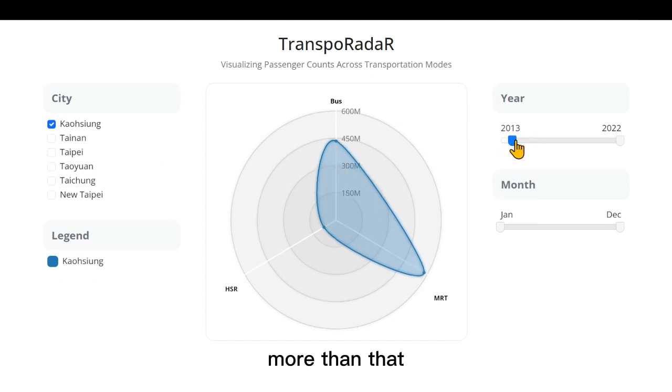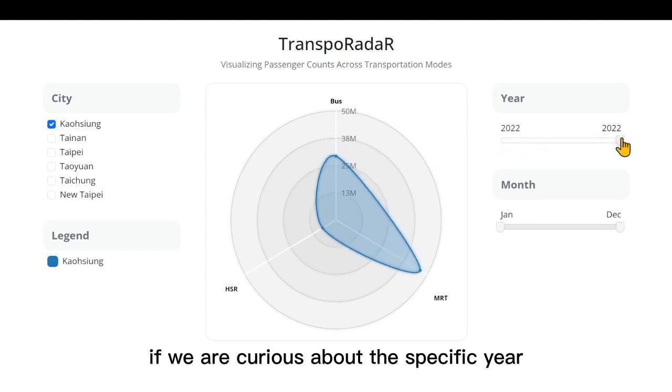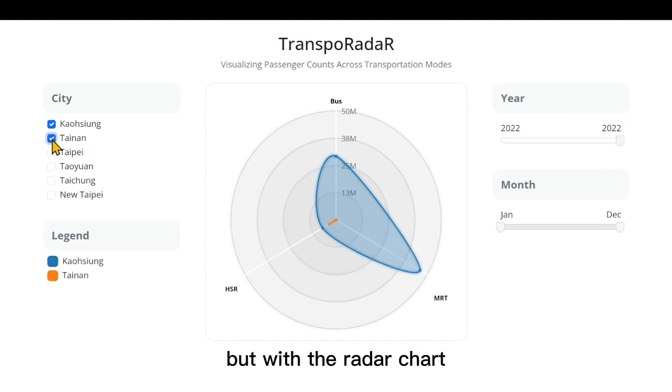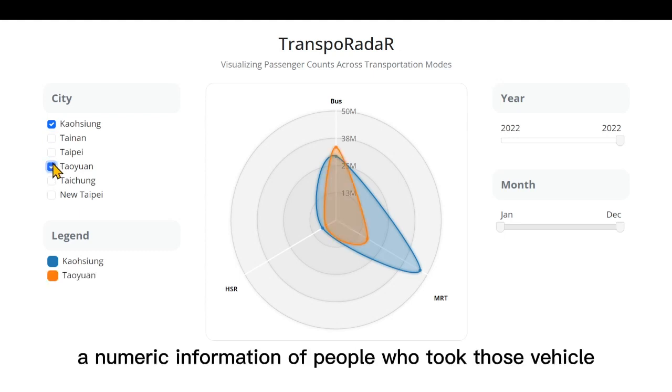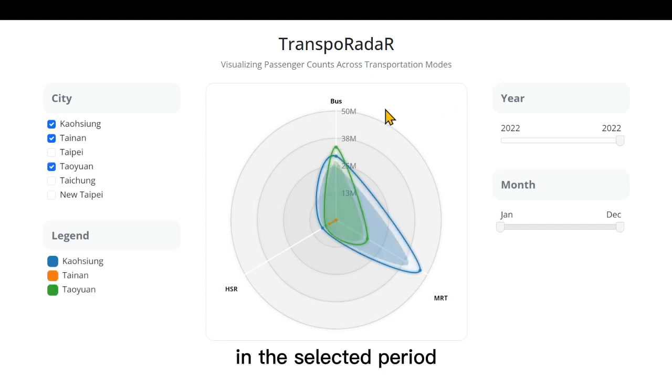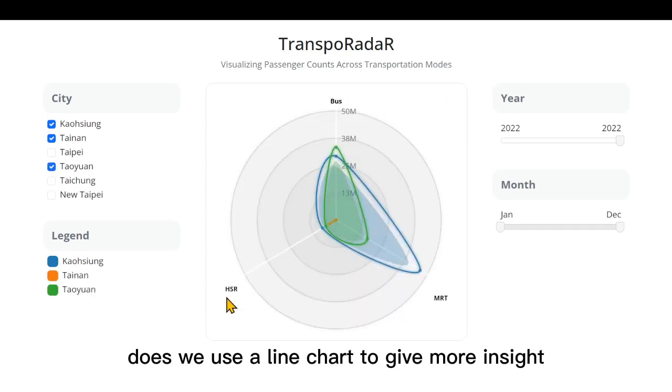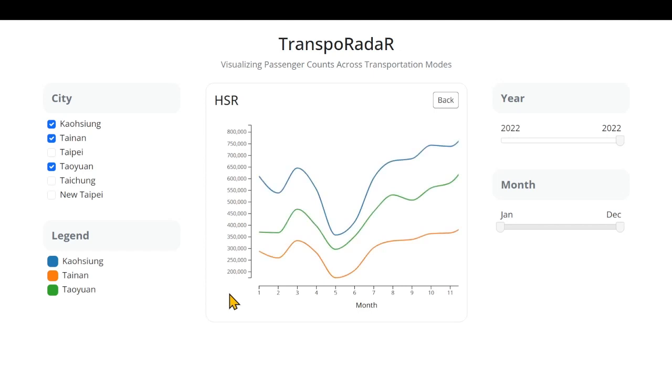More than that, if we are curious about a specific year, we can drag the year slide bar to that time. But with the radar chart, we can only grab numeric information on the people who took those vehicles in the selected period. Thus, we use a line chart to give more insight into the data.